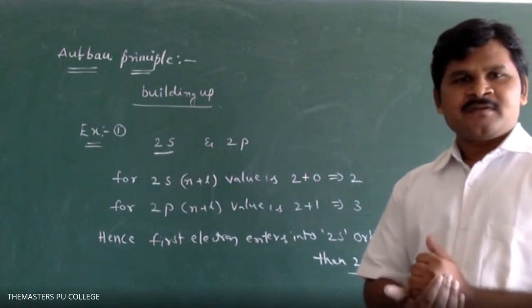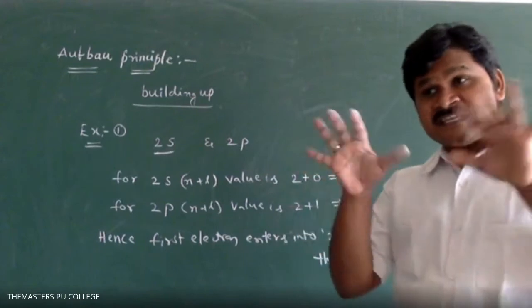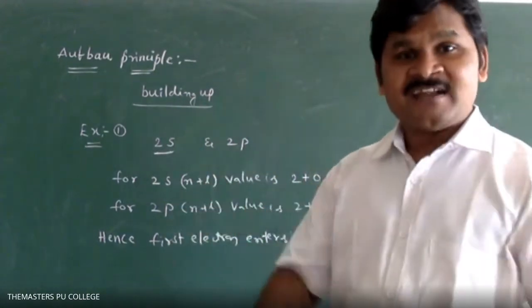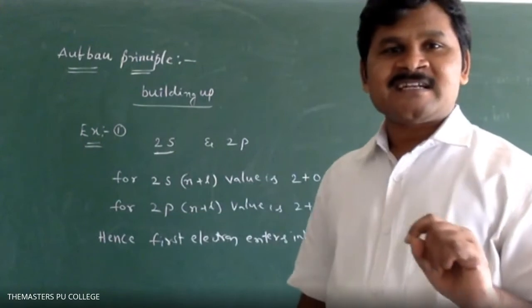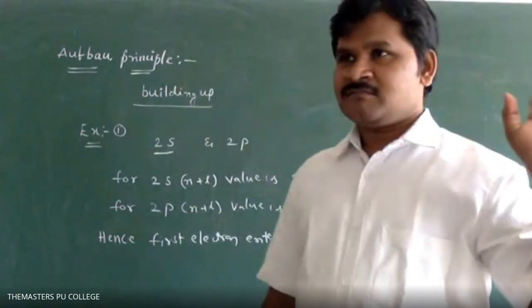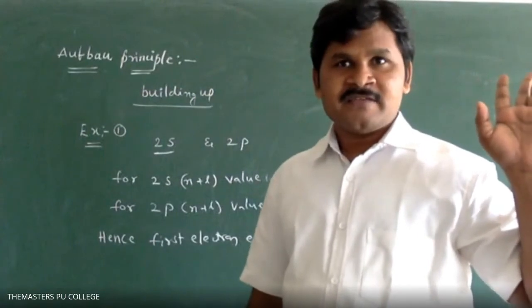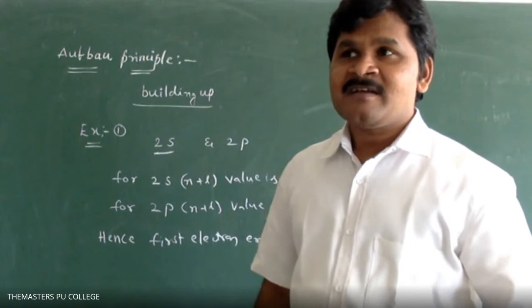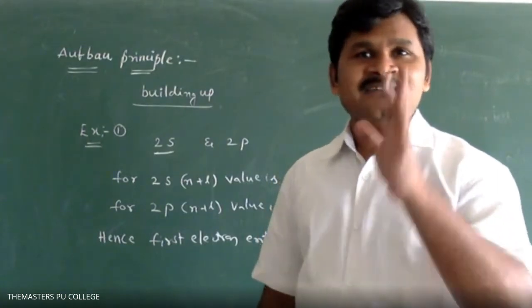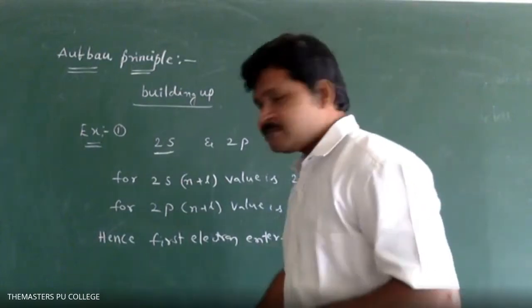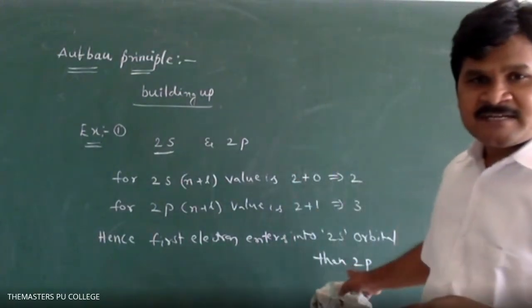No need to worry. If n plus l values are the same, this is the second statement: if n plus l values are the same, then the electron enters into the orbital which has the least n value. That means, if the n plus l value is the same, the electron enters into which orbital? The orbital which has the least n value. For this, I will give one clarification. Please observe. Yes, students, this is completed.